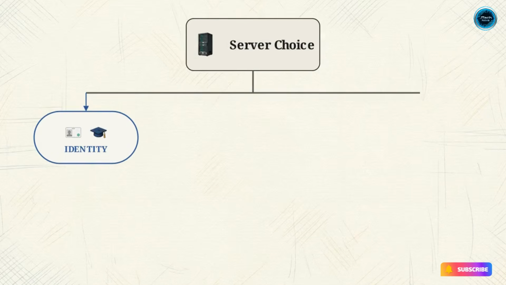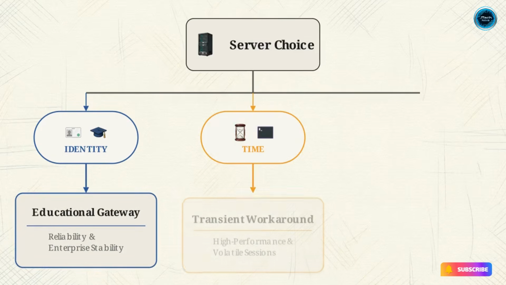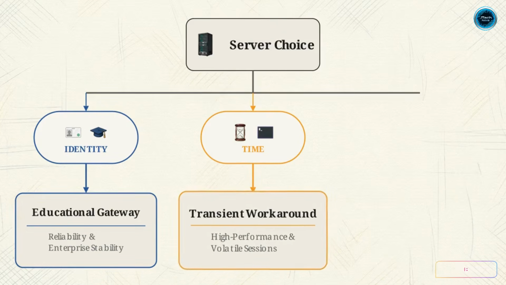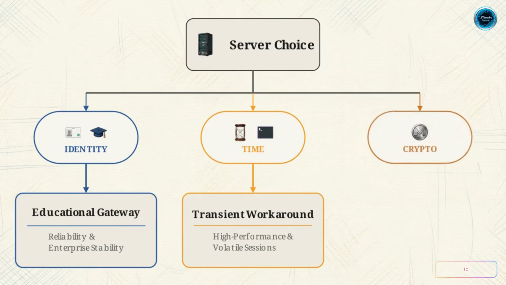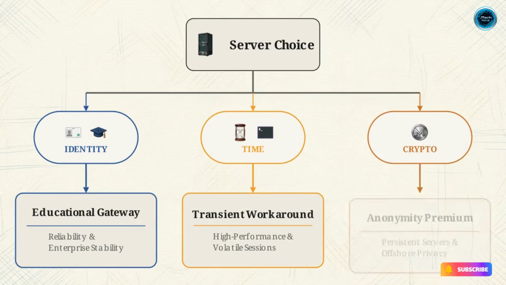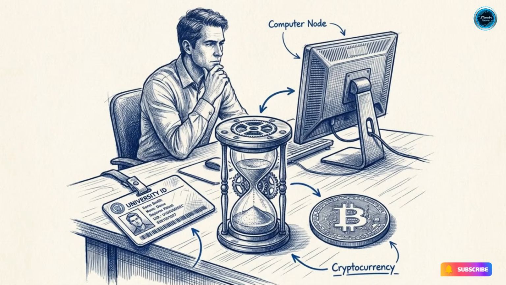First, if you possess an academic identity and prioritize reliability, you head down the educational gateway. If you have absolutely zero budget but desperately need massive computing power for short-term tasks, you are forced into the transient workaround. And if your threat model requires a persistent server disconnected from your real name, you pay the anonymity premium. Getting your project online without a credit card is a negotiation. You just have to honestly assess what you are willing to sacrifice.